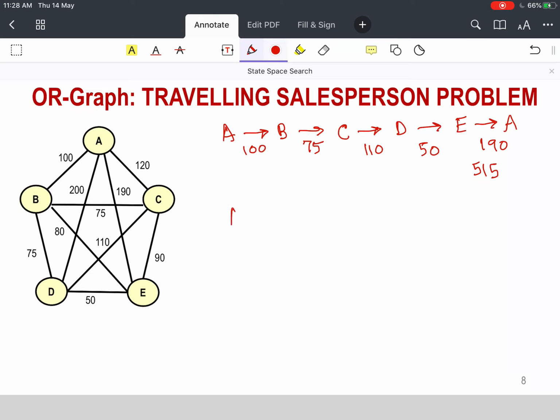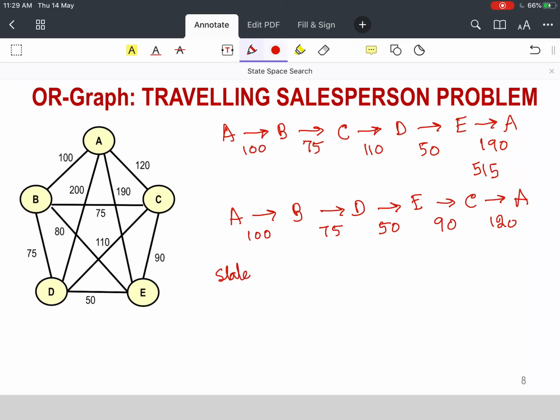On the other hand, if we take a sequence of A to B to D to E to C to A, then our sequence is 100, 75, 50, 90 and 120, and you can easily see that this is a shortcut path. So the objective here is to be able to find the shortest cost path.